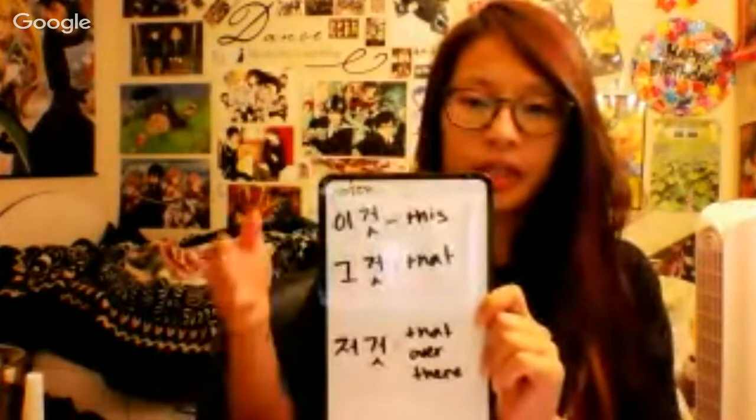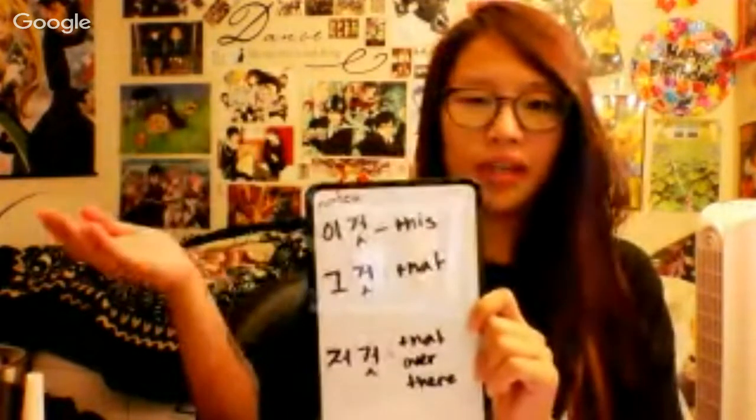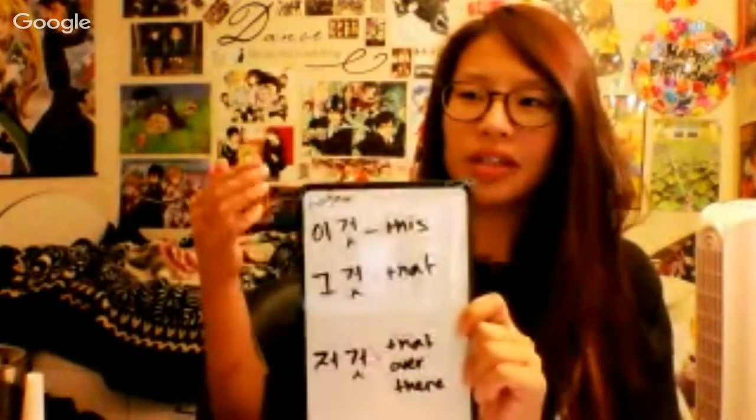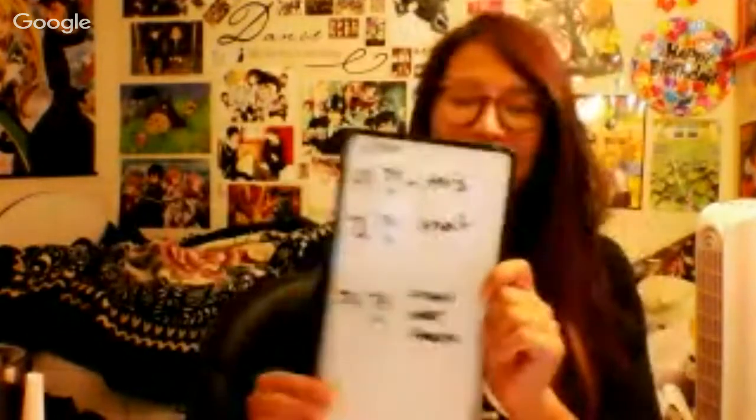So like 이것은 밥이다, something like this is rice, or 그것은 차이다, something like that. I couldn't just make an example right off the top of my head, sorry about that.